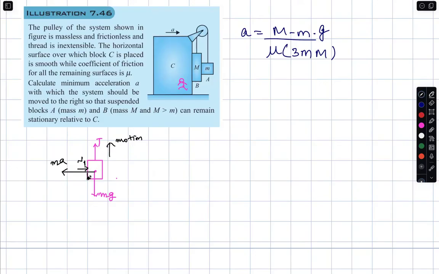So therefore, on this, frictional force is downwards. This is my first achievement.